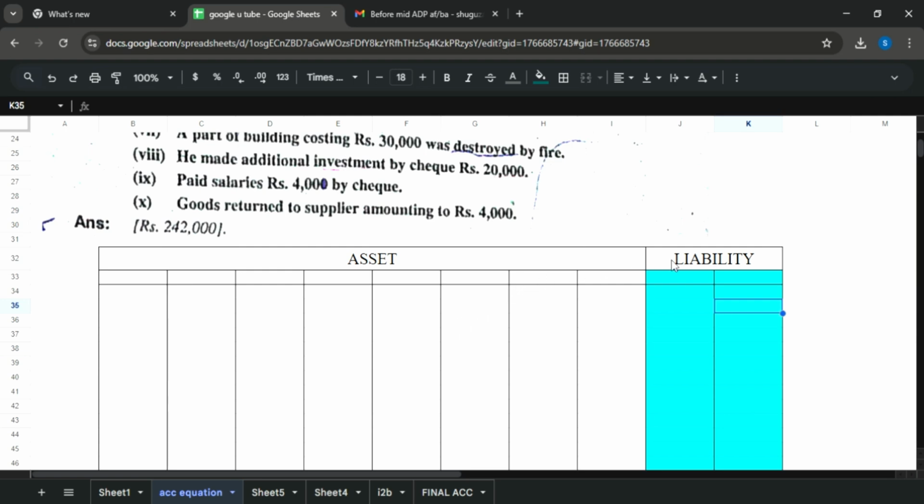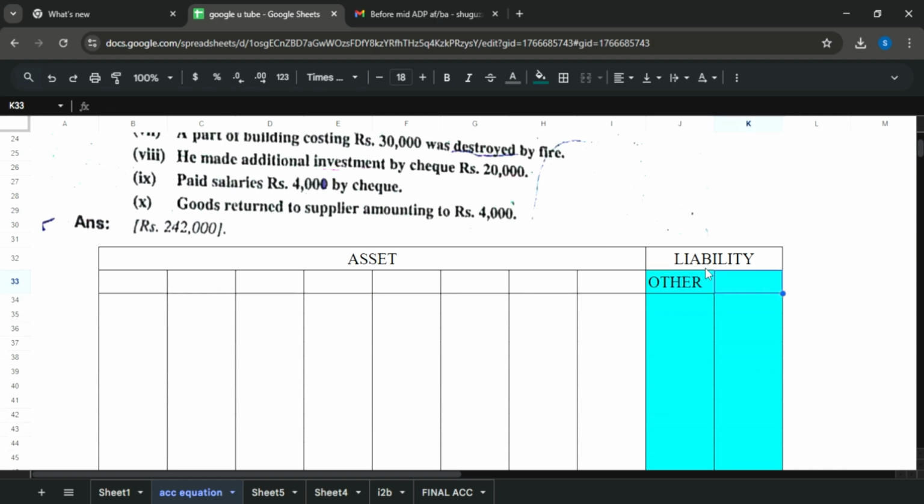There are two major sides. On the left side, you will post all of your assets. On the right side, you will post your liabilities. In liabilities, we have fixed section, other liabilities, and secondly, we will see capital or equity. So these two sides will be used. For the liability side, we are going to create a little more space.